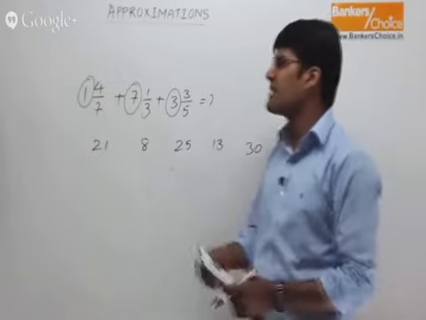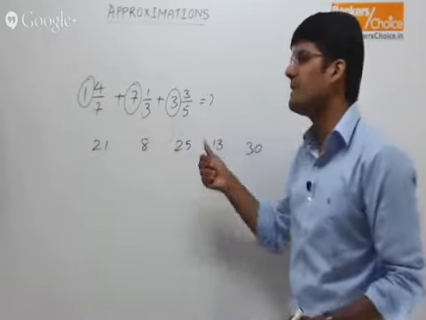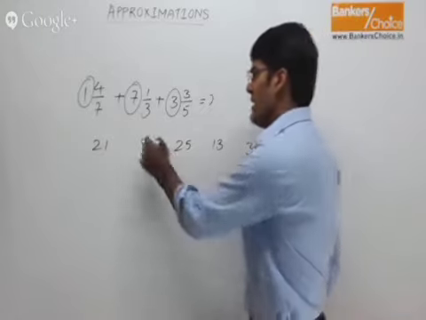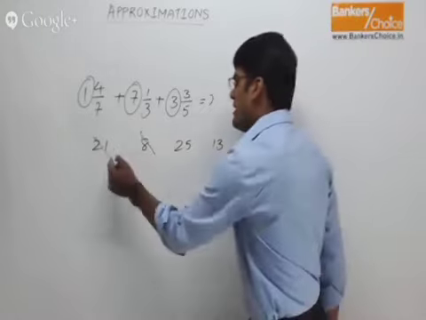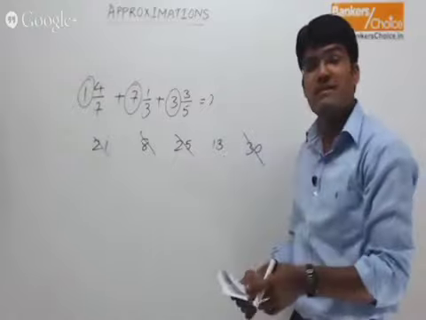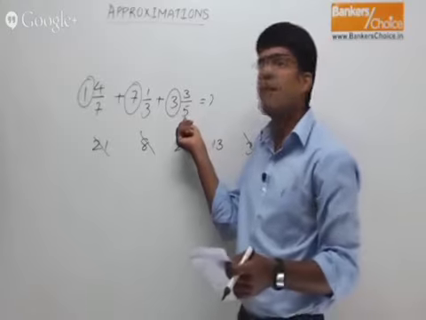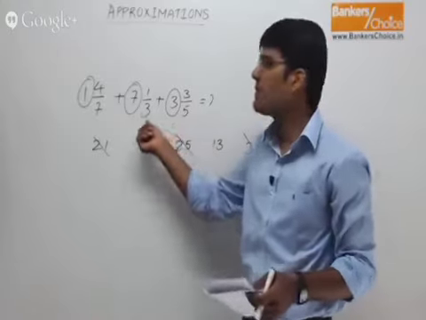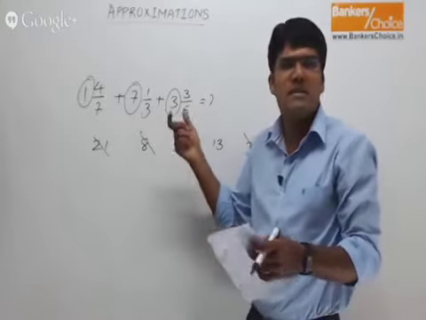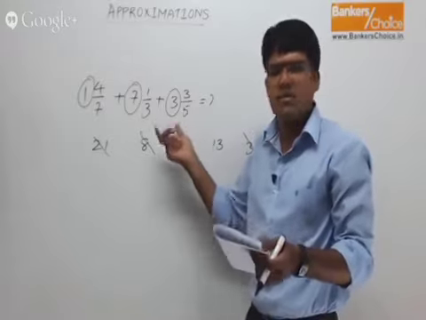More than 11, right? There are some fractions to be added: 4 by 7, 1 by 3, 3 by 5. So more than 11. 8, 30, 21, 25 are not close. More than 11 does not mean that it can become 21, 25 or 30. These are all fractions. 3 by 5 is how much? 0.6. 1 by 3 is 0.33. So 0.6 and 0.33 is 0.93, approximately 1.